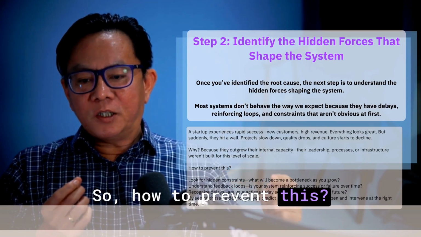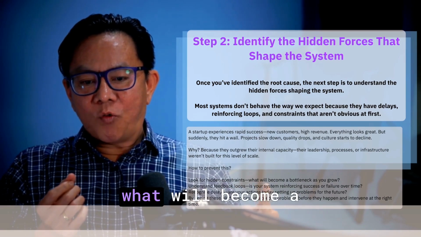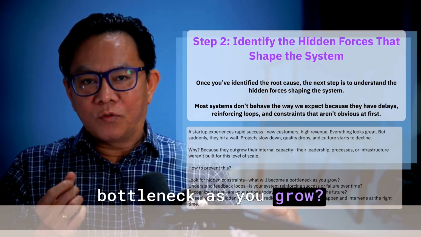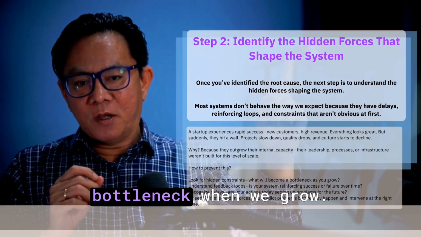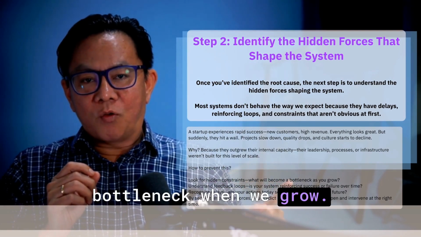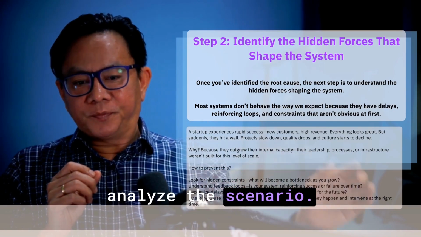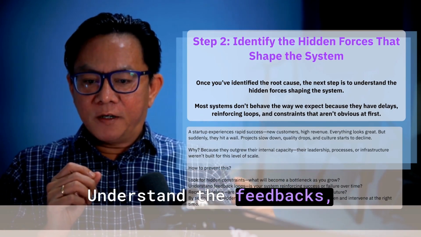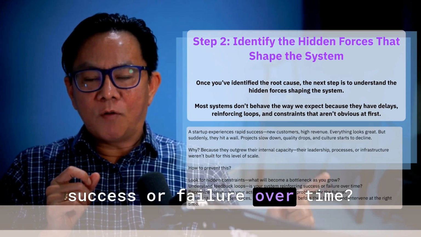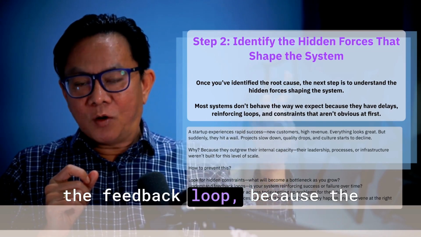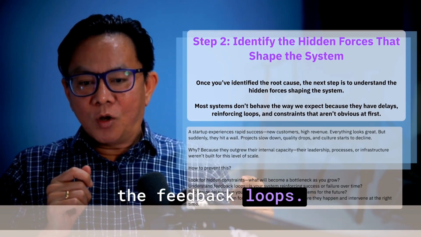So, how to prevent this? Look for hidden constraints. Ask the question, what will become a bottleneck as you grow? So we have to anticipate, we have to map out the system and anticipate the bottleneck when we grow. That means we have to analyze the scenario and understand the feedback loops. Is your system reinforcing success or failure over time? This is very important, the feedback loop, because the output will become the input. So we have to check the feedback loops.